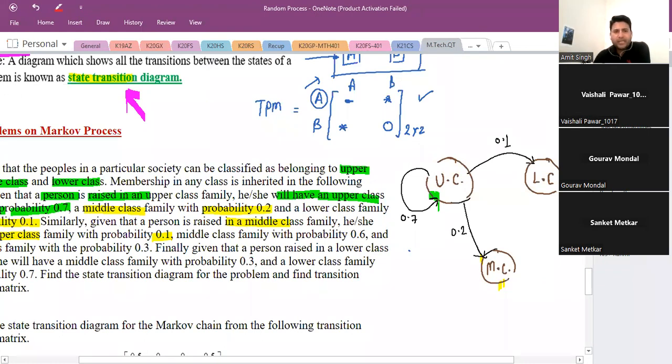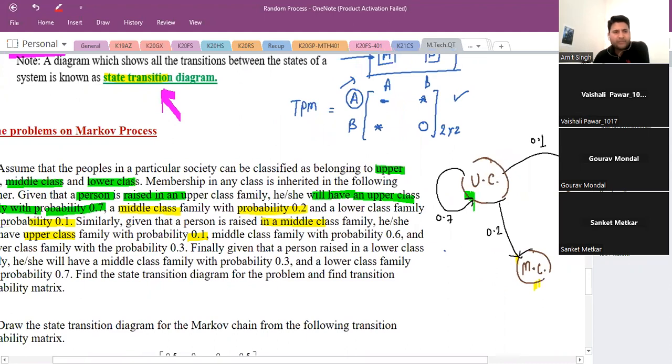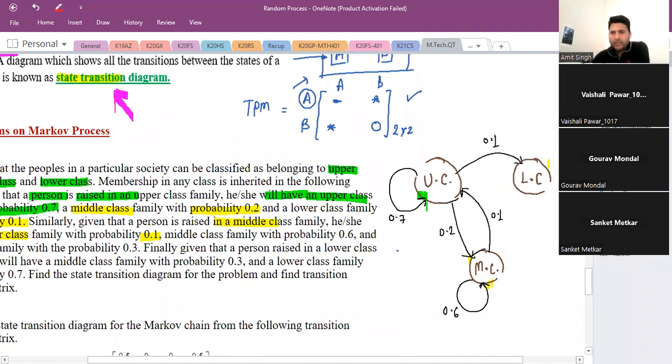Similarly, given a person raised in middle class, he or she will have upper class with 0.1 and middle class 0.6. So now we will draw middle to upper. This is middle, this is upper. So middle to upper is given as 0.1. In the same manner, middle class with 0.6, as it is 0.6, and 0.3. Middle to lower is 0.3.